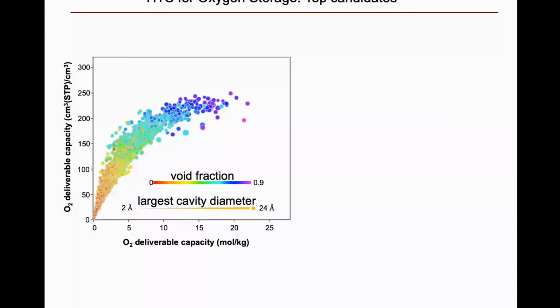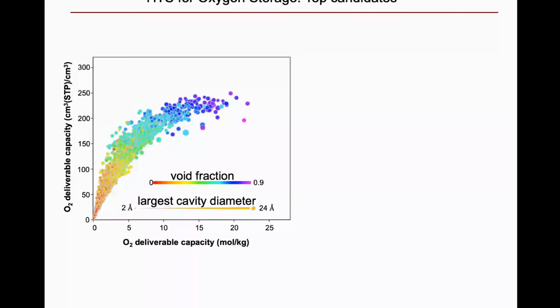Okay, so I have only a couple more slides. Another important output of high-throughput screening, I have to say, is that we can identify promising materials. So here I am showing again the structure property graph for the oxygen storage work. We have oxygen deliverable capacity in volumetric terms on the y-axis, and gravimetric terms on the x-axis. The color shows the void fraction, and the size is the largest cavity diameter.